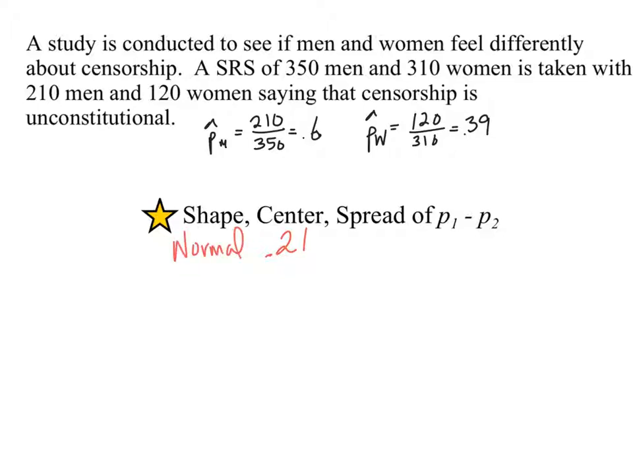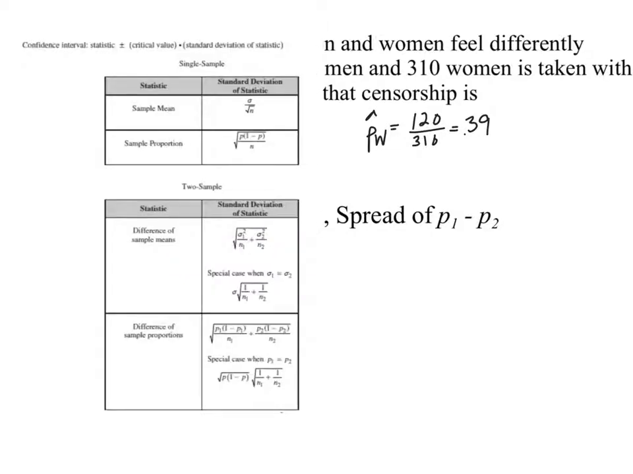And the spread, well, we have a new standard error that we want to talk about. Let me show you the formula sheet. Okay, so back on the formula sheet, that inference page, remember our confidence interval was always the statistic plus or minus critical value times standard deviation. So we've dealt with these two statistics and these deviations. Now we're doing the difference of proportions. This is our standard error. We do have a special case when proportions are equal, but of course ours are not.